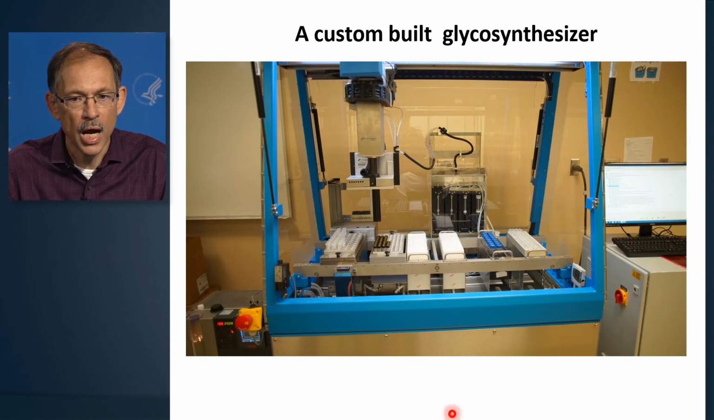And here you see how the equipment actually looks like. So here you have the various racks for reagents and solid phase extraction columns. Here you see the syringe pump that basically drives a needle that picks up and delivers the reagents wherever they have to go.